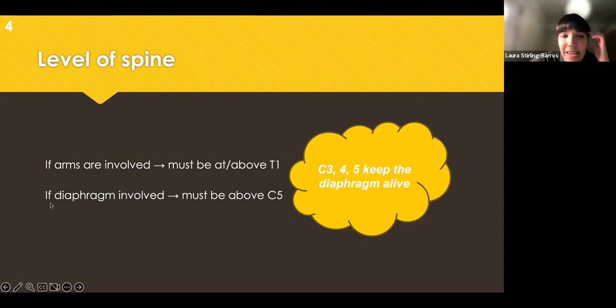And then, is the diaphragm involved? Then it must be above C5, because a classic mnemonic that helps you remember this is that C3, 4, 5 keep the diaphragm alive. Okay, excellent.